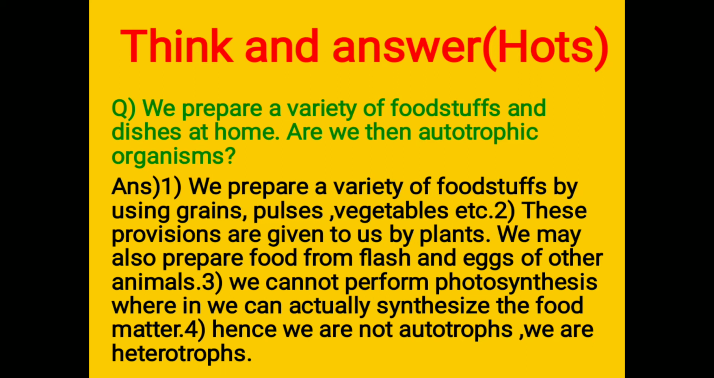Number 2. These provisions are given to us by plants. We may also prepare food from flesh and eggs of other animals. Number 3. We cannot perform photosynthesis, wherein we can actually synthesize the food matter. Number 4. Hence, we are not autotrophs, we are heterotrophs.